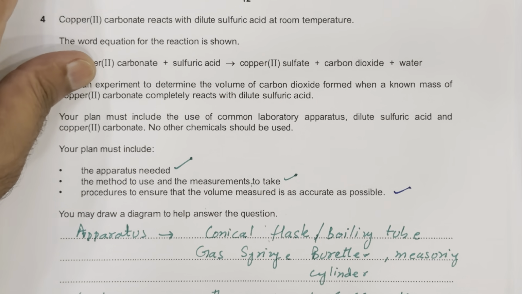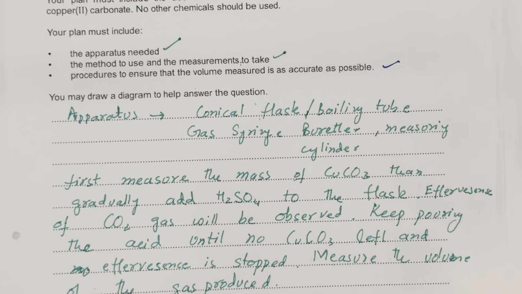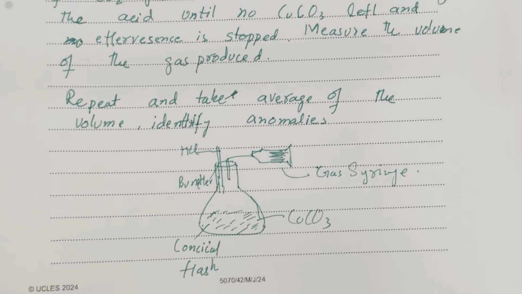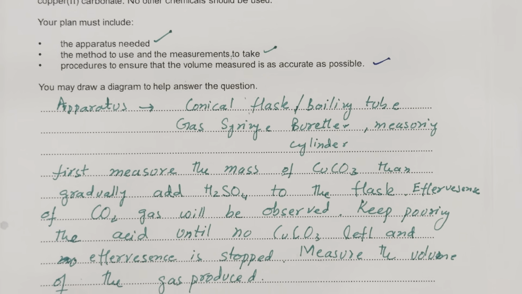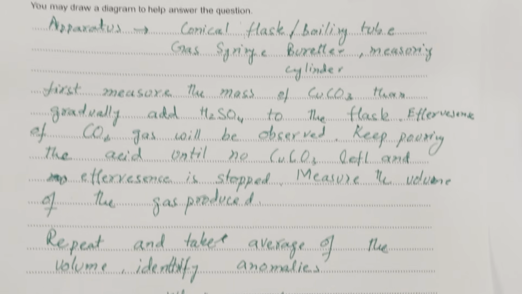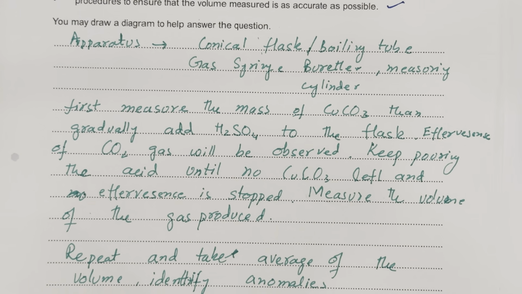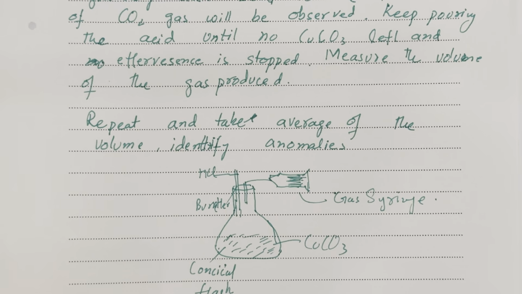Okay, so first you're going to write the apparatus. Apparatus in this experiment: you can draw a diagram first, but I'm writing the apparatus first. Conical flask, boiling tube, gas syringe, burette, measuring cylinder are a few of the apparatus. You can write any 4 of them, or as many as you want. You can write 10 of the apparatus, and the diagram should be like that.